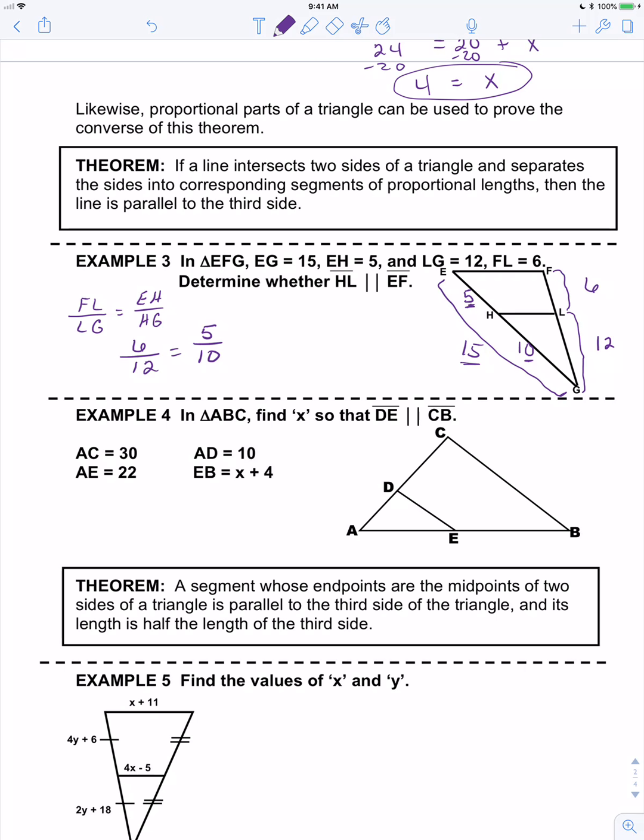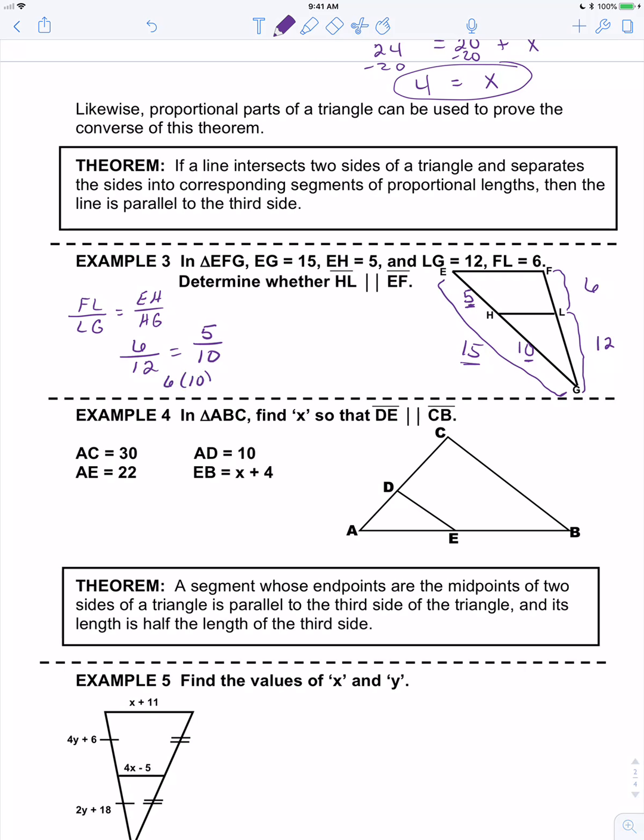Okay, so all we're going to do is cross multiply here. Remember, you're not solving for anything here. We're just going to say that if these two proportions are the same, then we can prove that those lines are parallel. So it's the converse of that original theorem that we just did on the other page. And we're just going to see.